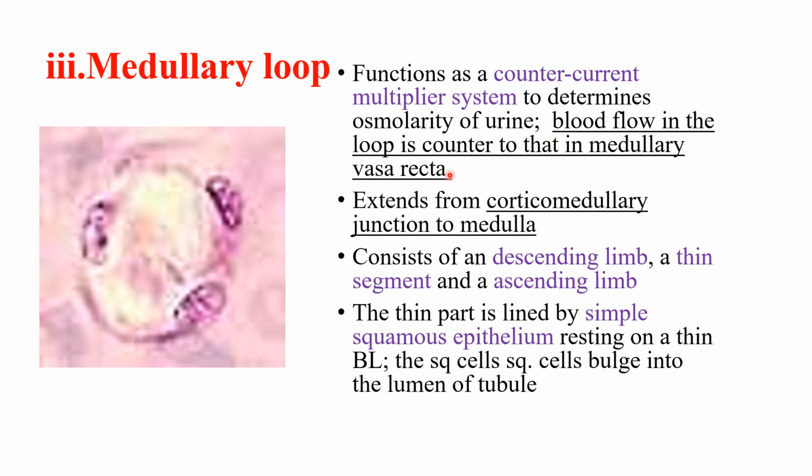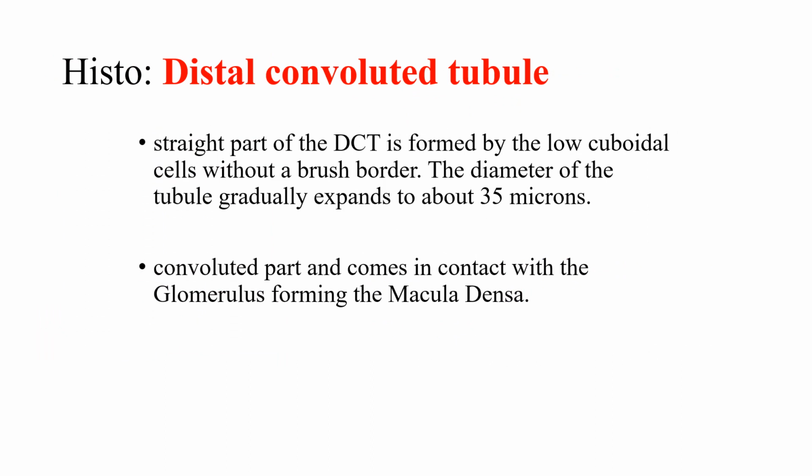The blood flow in the loop is counter to that in the medullary vasa recta. It extends from the corticomedullary junction to the medulla and consists of the descending limb, the thin segment, and ascending limb. The thin part is lined by simple squamous epithelium resting on the thin basal lamina. Squamous cells bulge into the lumen of the tubule. So this is the cross section of the medullary loop lined by the simple squamous epithelial cells.